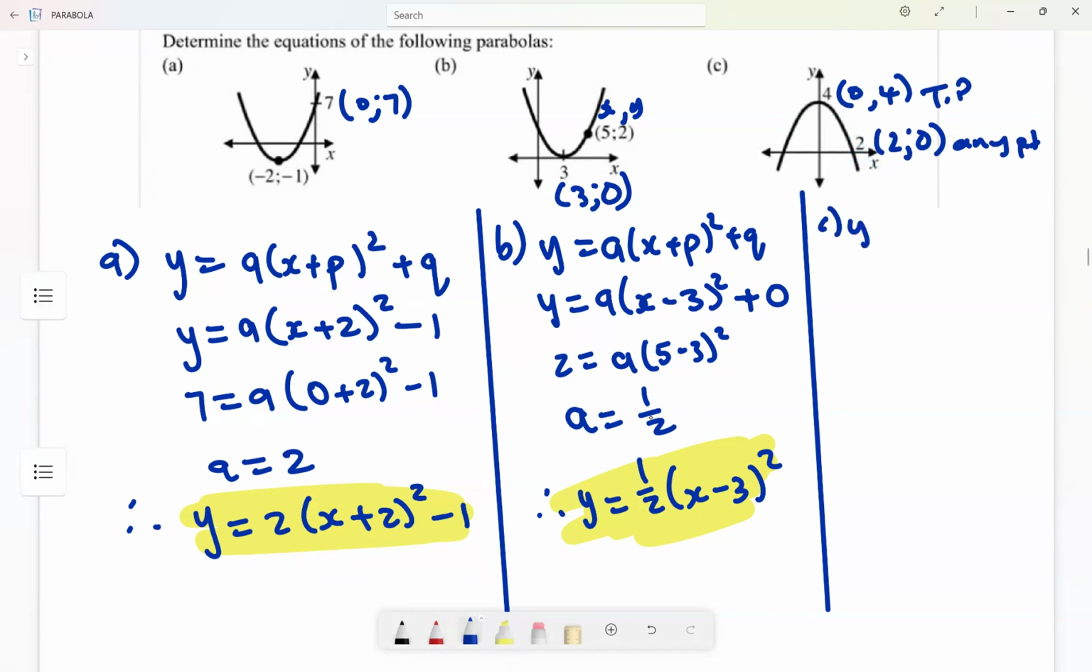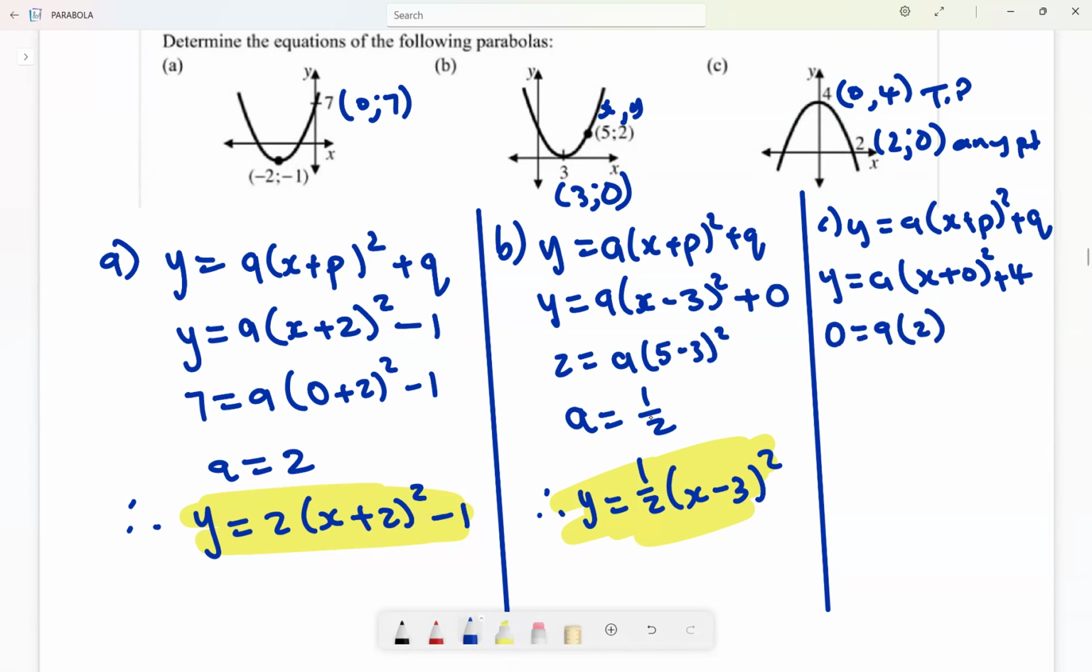So I need my turning point formula. Y is equal to a into x plus p squared plus q. Y is equal to a. What is my turning point? X plus, it is 0 here. So it will be just x. Okay, let me just say x plus 0 squared plus q. What is my q? My q is 4. Then I need any point. I substitute any point. Any point, it is y is 0, a, and then here I have 2 squared plus 4. Again, then a, and also here a is greater than 0 again, so it is happy like that.